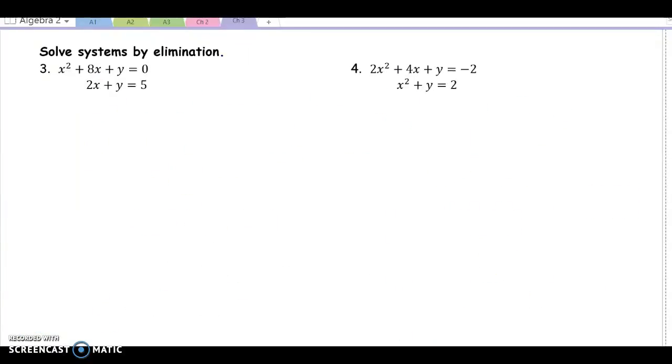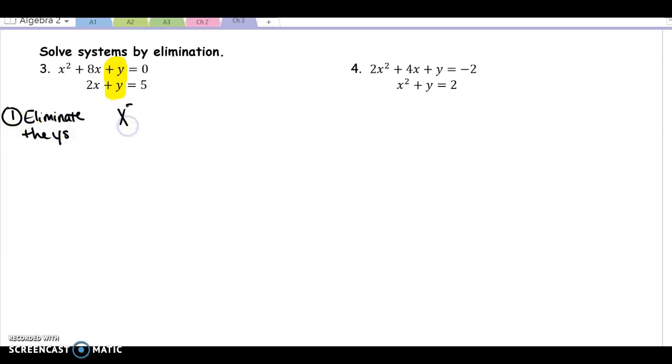The goal of the elimination method is to eliminate one of the variables. If we have x squared and x, we can factor, we can get our x values. The y makes things tricky. So we need to eliminate the y's. That means we need to get one of these to be positive y and one of these to be negative y, so that when we add them together, the y's will eliminate. So step 1 is to set up and eliminate the y's.